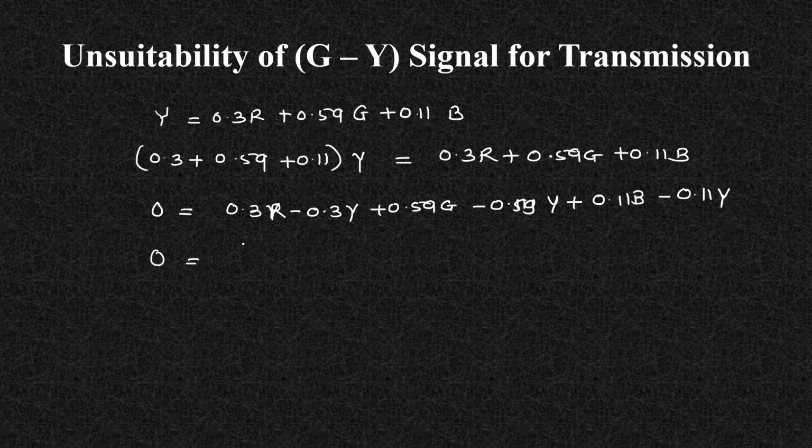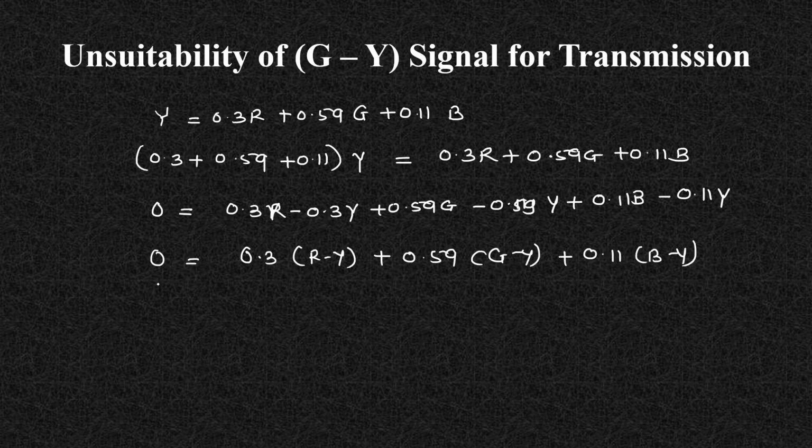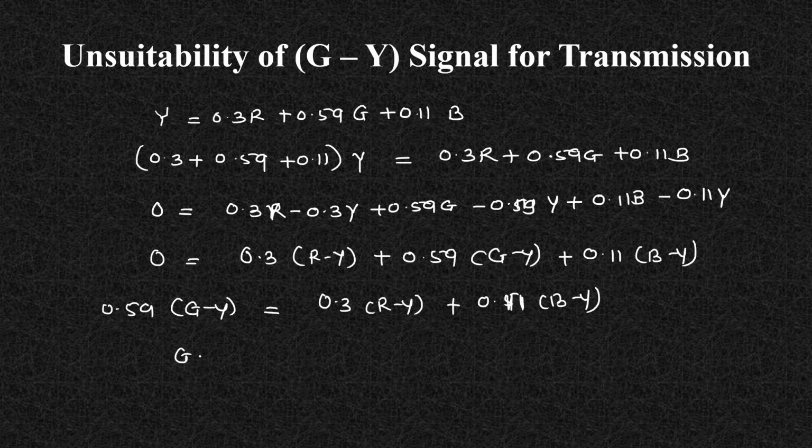I'll just separate out common terms, that is 0.3 (R minus Y) plus 0.59 (G minus Y) plus 0.11 (B minus Y). So if I want to extract a G minus Y signal at the receiver side, what do I need to do? G minus Y is equal to minus 0.3 divided by 0.59 (R minus Y) minus 0.11 divided by 0.59 (B minus Y).